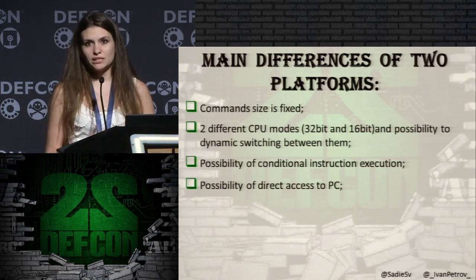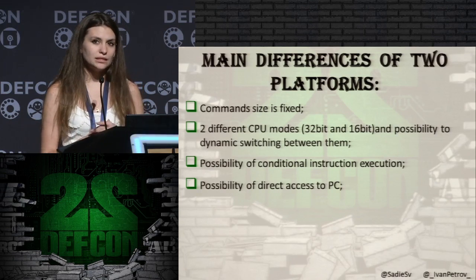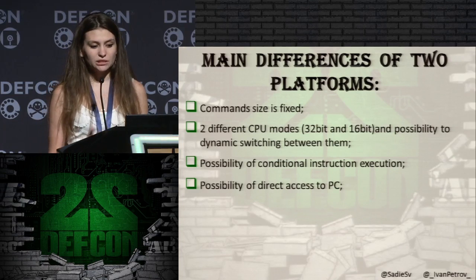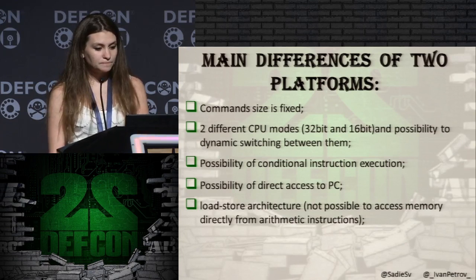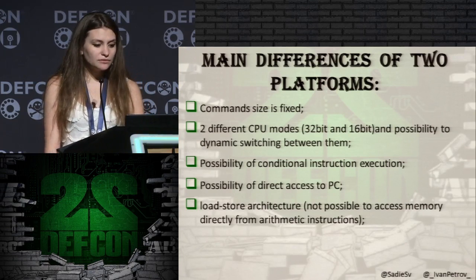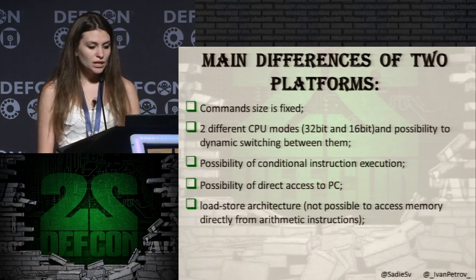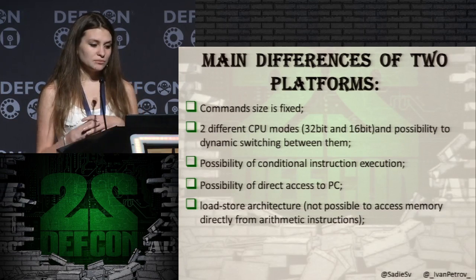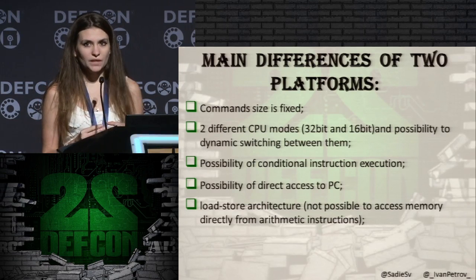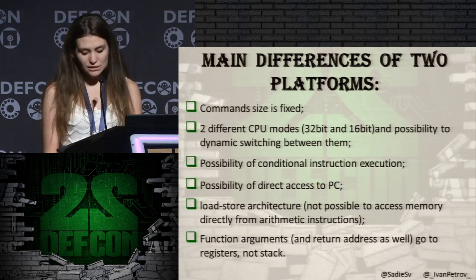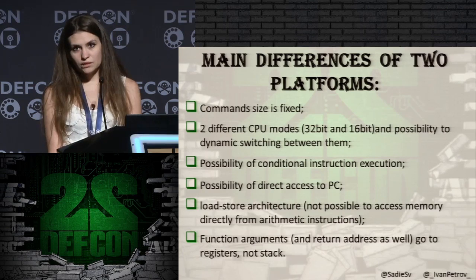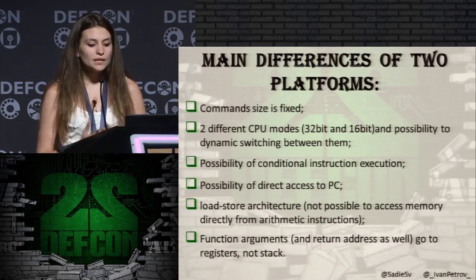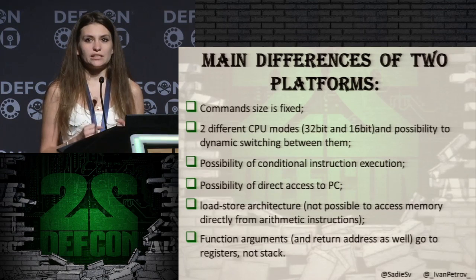Okay, on the x86 platform, to have access to the program counter, we have to have some kind of get-PC code. Here in ARM, we don't have to do it because there is a possibility of direct access to it. In ARM, we have a load-store architecture, so it isn't possible to access memory directly from an arithmetic instruction. And the other thing is that function arguments and the return address also go to registers and not to the stack.